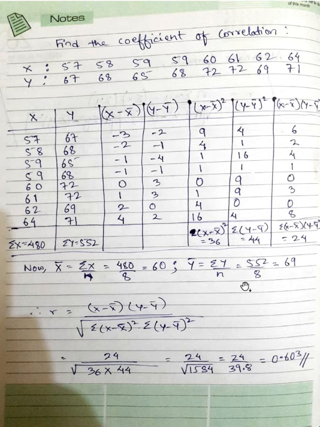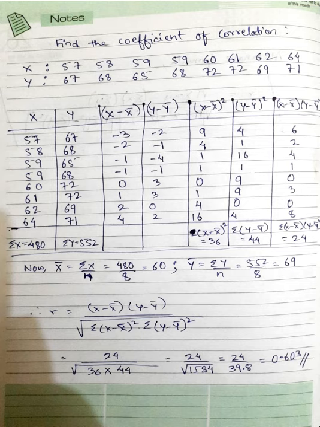Now y minus y bar, we have the values of y over here and y bar we have here as 69. We subtract 69 from each of these values, we get y minus y bar. So 67 minus 69 is minus 2, 68 minus 69 is minus 1, 65 minus 69 is minus 4, and so on. We get minus 1, 3, 3, 0 and 2.